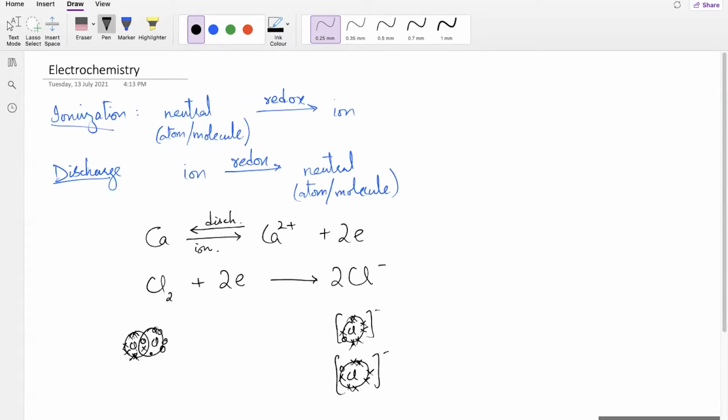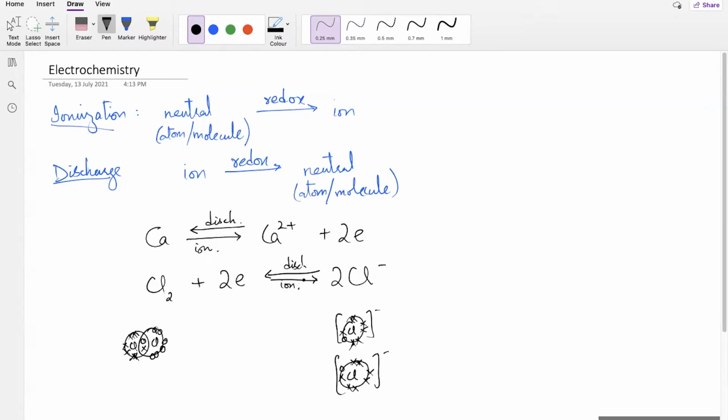How this is different from the previous one is that this is still ionization, but it is reduction because chlorine has gained electrons. In the case of calcium, it was oxidation because it lost electrons. The opposite, if I were to read this, is 2 chloride ions become 2 electrons and a chlorine molecule. So I have discharged it. The reverse process is still discharge, and you are losing electrons, so this is oxidation for chloride.